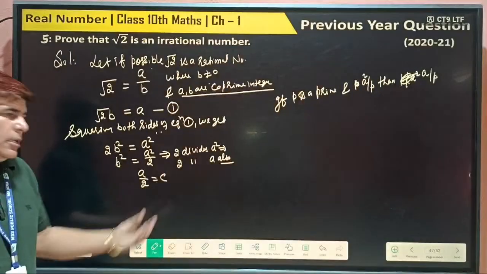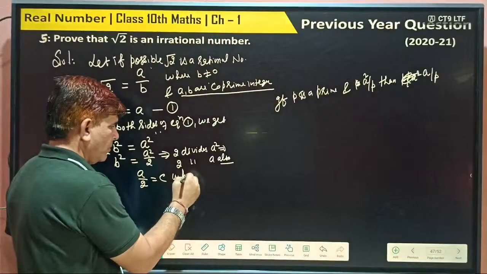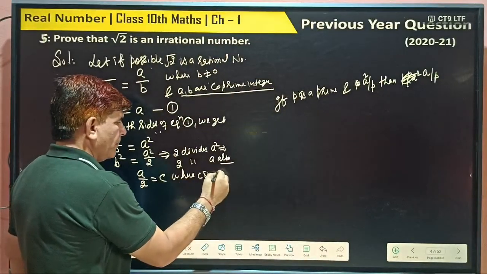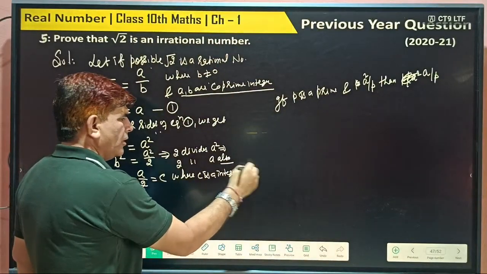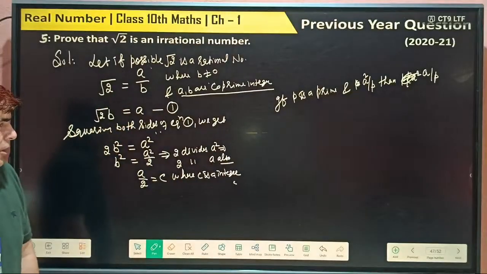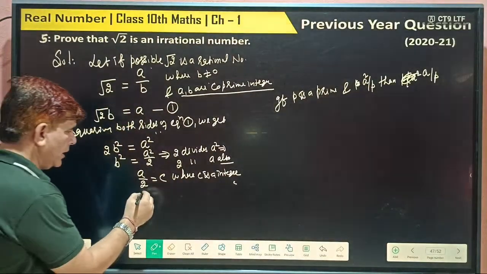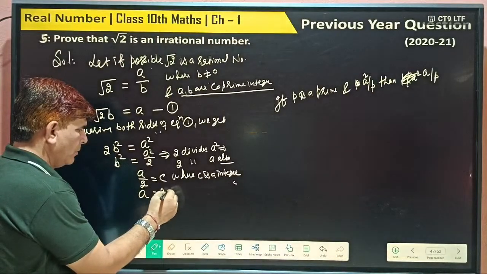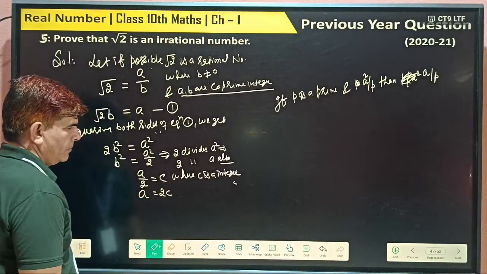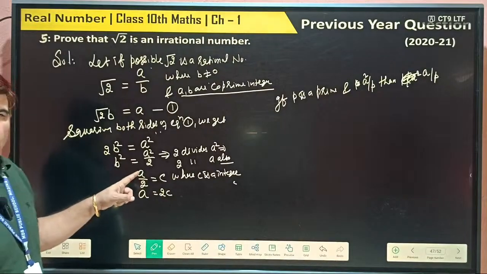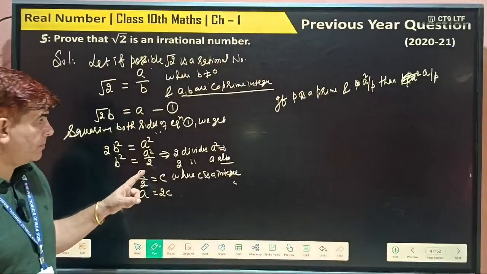Some integer C, where C is an integer. Understood? Or what is A? A equal to 2C. 2 divides A, this is understood.